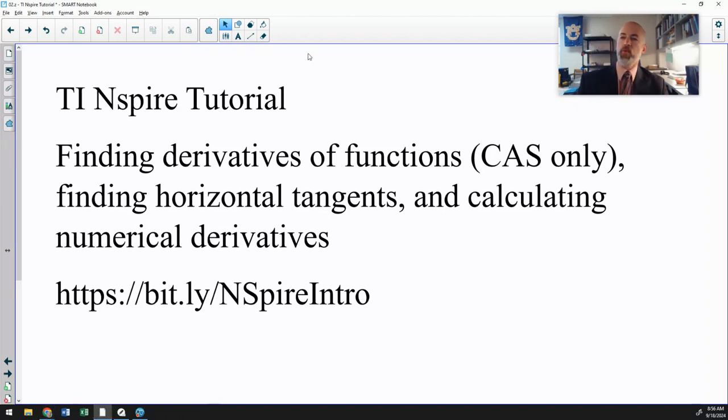All right, let's look at one last TI Nspire tutorial dealing with derivatives. And in this one, I'm going to show you how to actually find the general derivative of a function, which is a CAS-only feature. You can't do this if you don't have the CAS version of the TI Nspire. We'll find the x-coordinates of a horizontal tangent and then calculate the numerical derivative at a point.